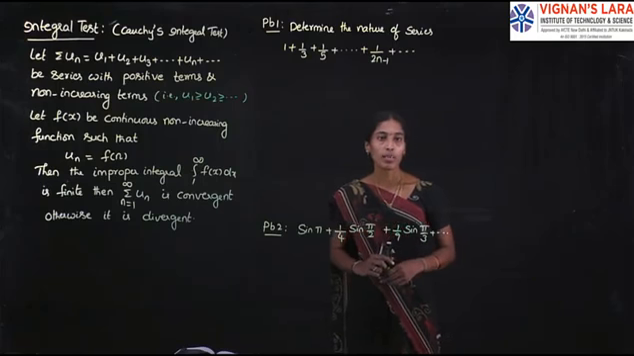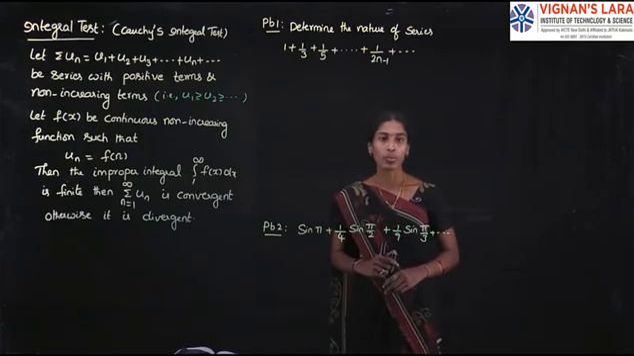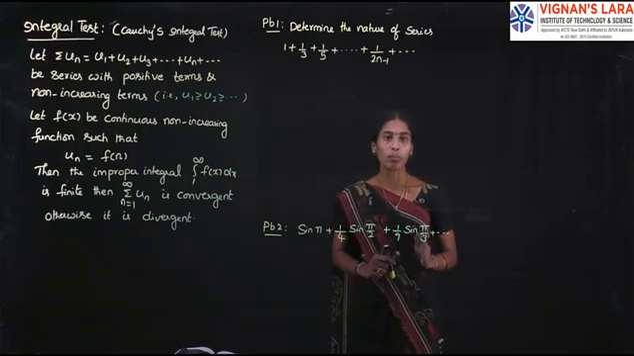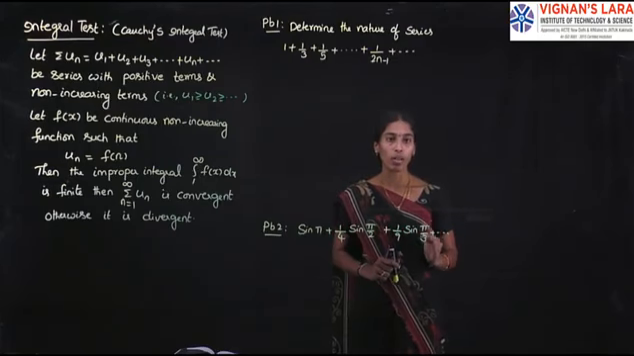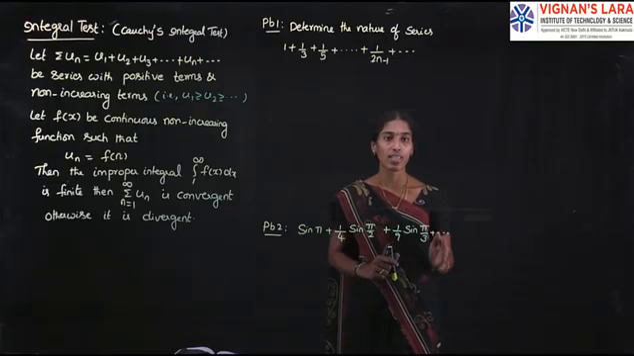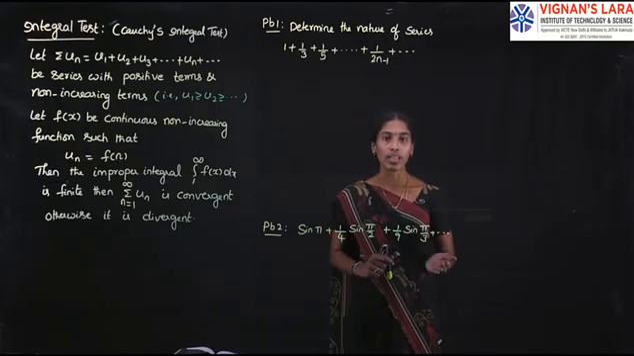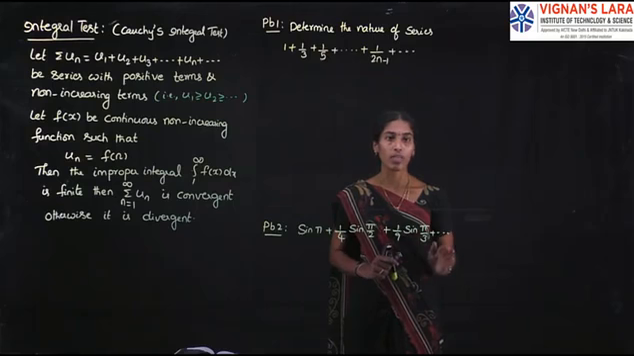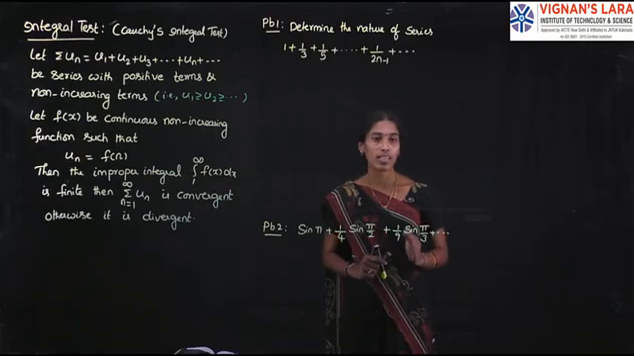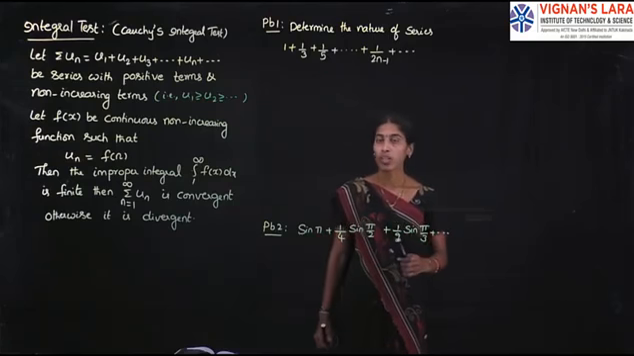To say that the series sigma n equal to 1 to infinity un is convergent, the improper integral of f of x dx from 1 to infinity should be finite. If the integration value is infinity, then the series is not convergent. In other words, we can say that the series is divergent, right? Now we will see the problems.